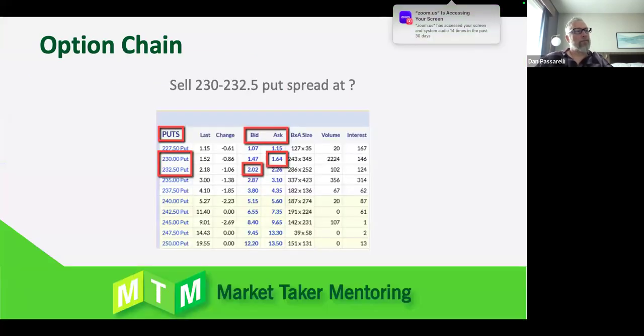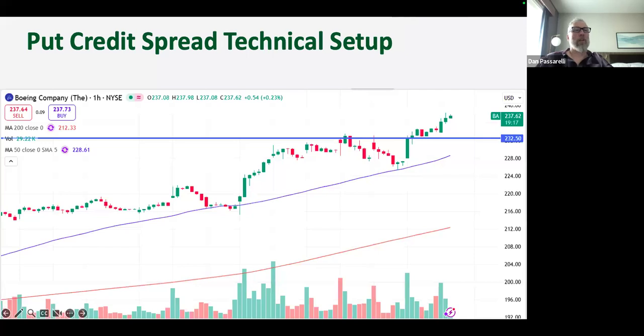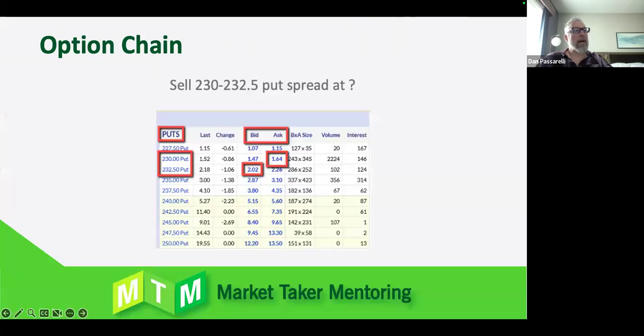So what I could do is, wait a minute, where was that? Here with the stock at 237, I'm going to sell the 232.5 puts and buy the 230 puts. So if support holds at 237.5 and the stock doesn't fall below 237.5, both of these options will expire.